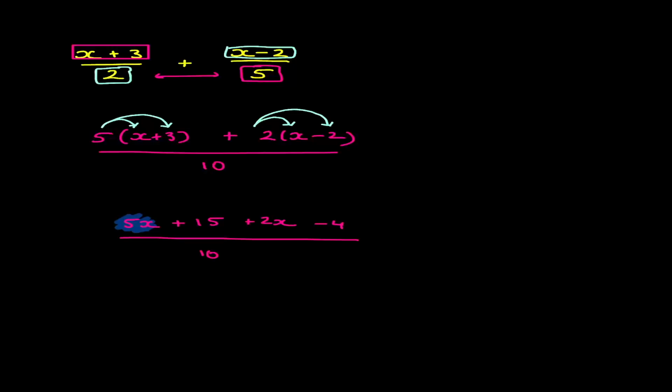Okay, so let us now collect like terms. So we've got a 5x plus 2x over here, which is 7x. And another like term is 15 take 4, which is 11. So it should be 7x plus 11 on 10. And that's as far as we could go, and that's our simplified answer. So well done if you got that correct, or if you were able to follow that through.